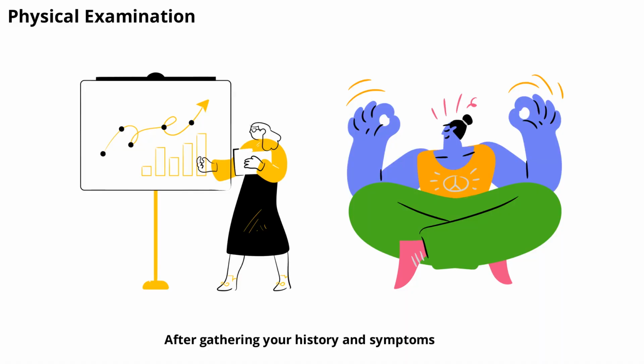After gathering your history and symptoms, the doctor will perform a physical and neurological examination. This step checks for any signs that might point to other causes of headaches, such as tension headaches or more serious conditions. The doctor may assess your reflexes, muscle strength, coordination, and sensory responses. Most migraine diagnoses are based on history and symptoms, but the physical exam helps rule out other possibilities.